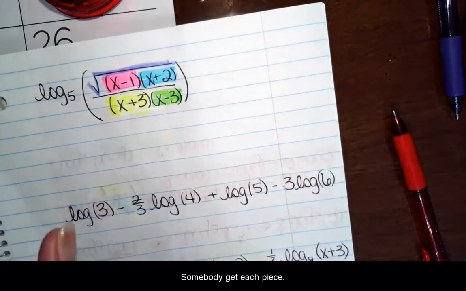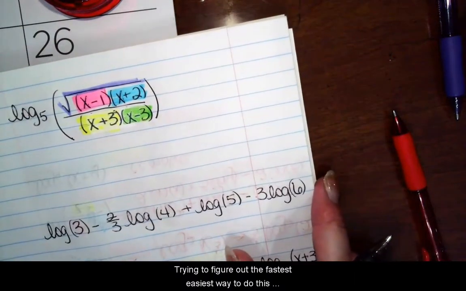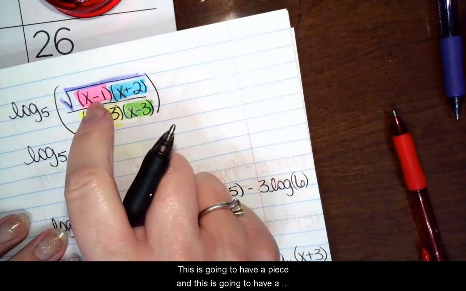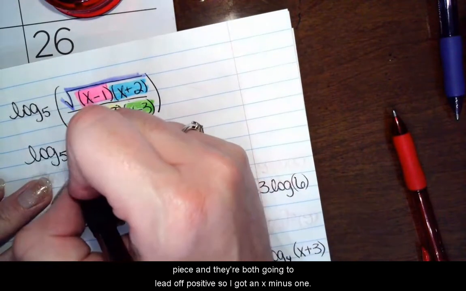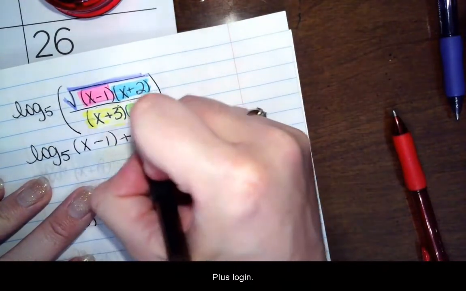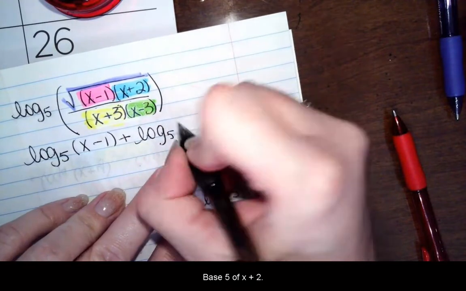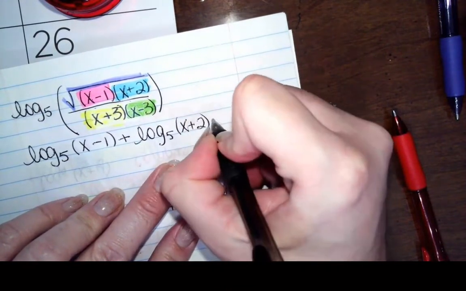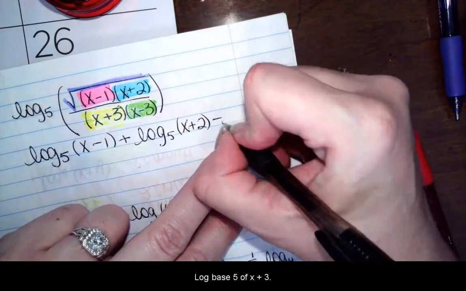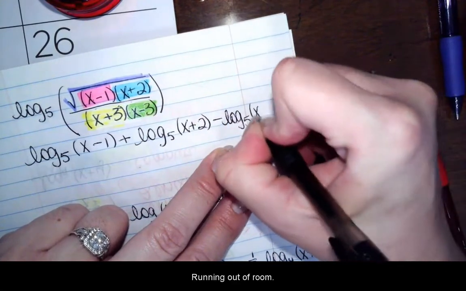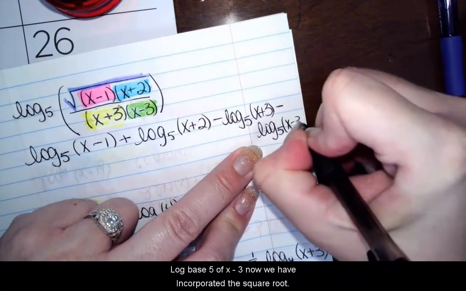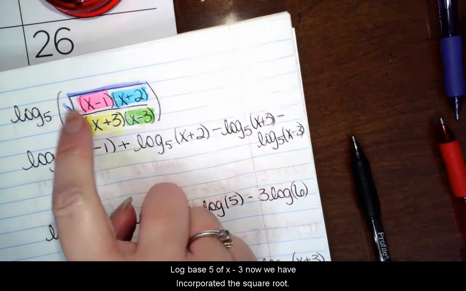I'm trying to figure out the fastest, easiest way to do this for you. All right, so I've got log base 5 of x minus 1, and this is going to have a piece, and they're both going to lead off positive. So plus log base 5 of x plus 2, minus, because I'm going to drop to the denominator, log base 5 of x plus 3. I'm running out of room. And then minus log base 5 of x minus 3. Now, we haven't incorporated this square root yet.